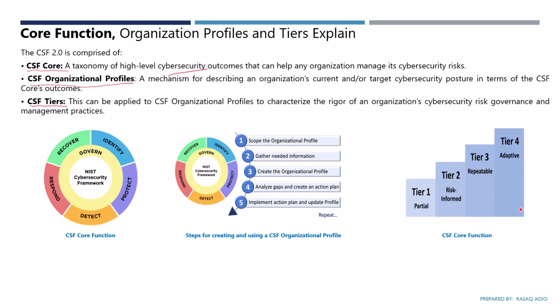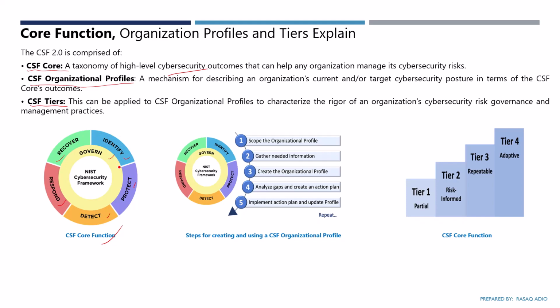That is, this can be applied to CSF organizational profiles to characterize the rigor of an organization's cybersecurity risk governance and management practices. So the way you have already been implementing different cybersecurity frameworks or processes to protect your identified critical assets goes a long way to define which tier you fall into within your organization, right? So under here, we are talking about the core functions that we have just discussed. We have govern, identify, protect, detect, respond, and recover. That is the order, right?